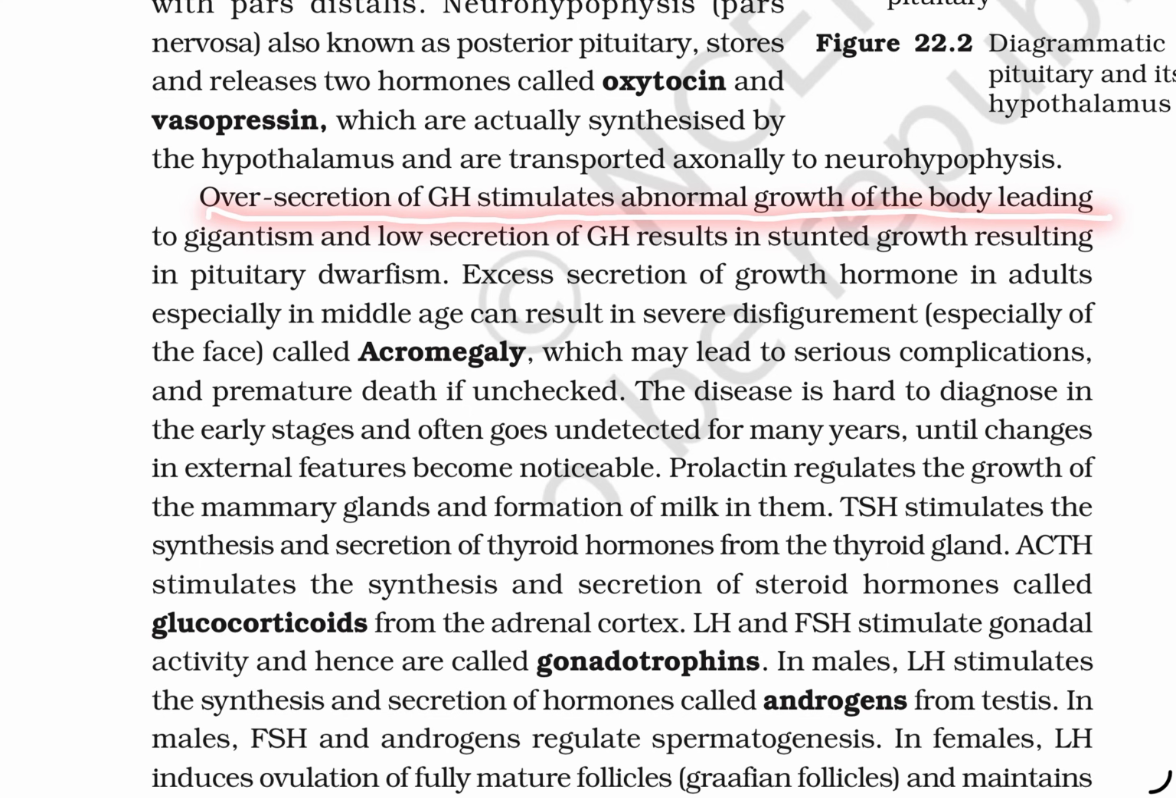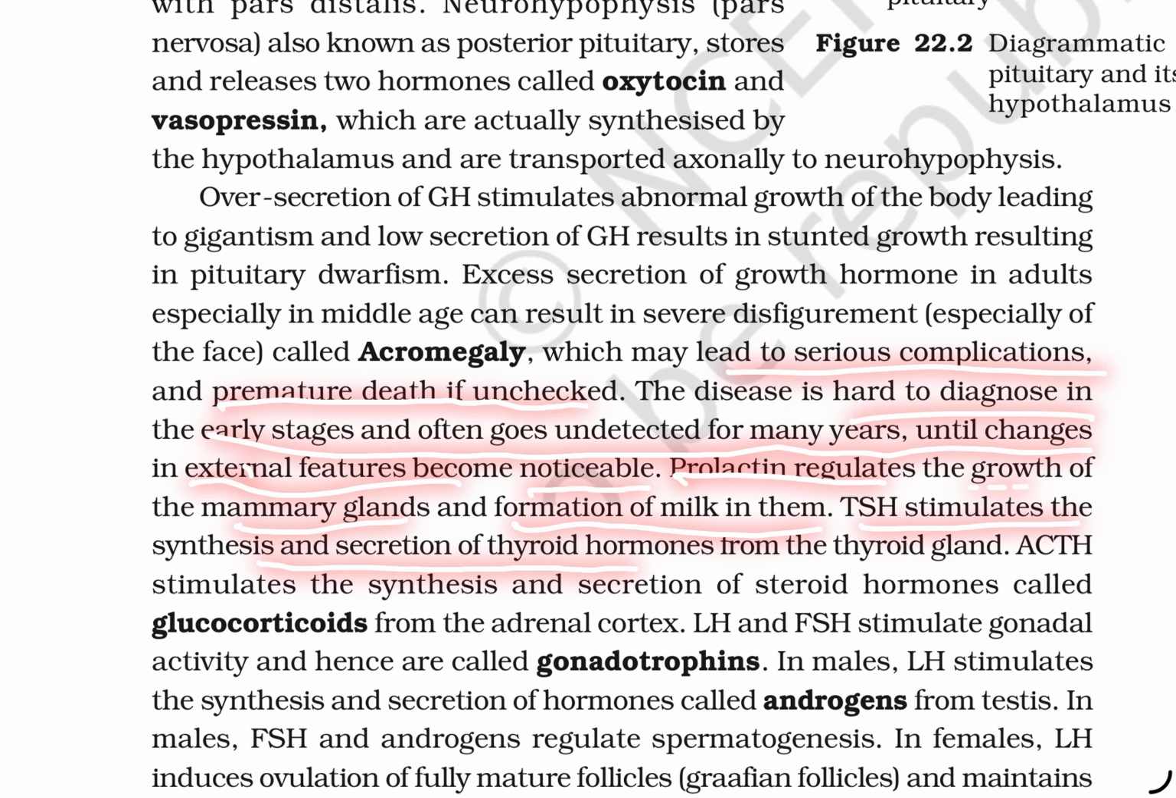Oversecretion of growth hormone stimulates abnormal growth of the body, leading to gigantism, and low secretion of growth hormone results in stunted growth, resulting in pituitary dwarfism. Excess secretion of growth hormone in adults, especially in middle age, can result in severe disfigurement, especially of the face, called acromegaly, which leads to serious complications and premature death if unchecked. The disease is hard to diagnose in the early stage and often goes undetected for many years until changes in the external features become noticeable. Prolactin regulates the growth of the mammary glands and formation of milk in them.